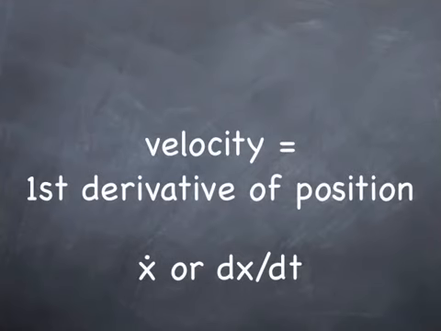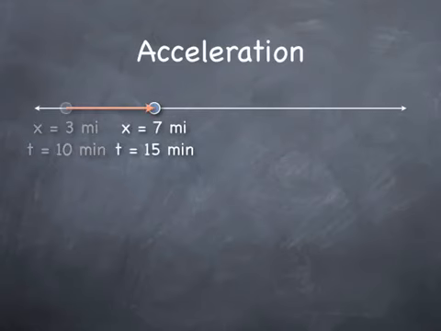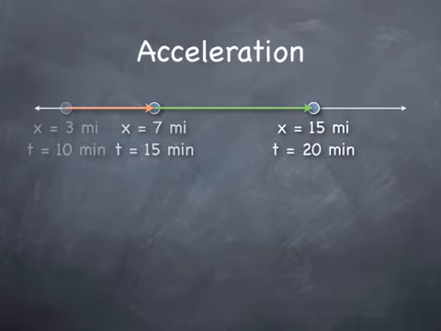Velocity is the first derivative of position. It is written as x dot or dx/dt. Acceleration is a bit more complicated. Here we are at the 3-mile marker after 10 minutes, at the 7-mile marker after 15 minutes, and at the 15-mile marker after 20 minutes.